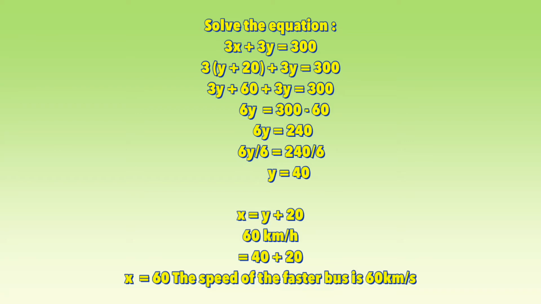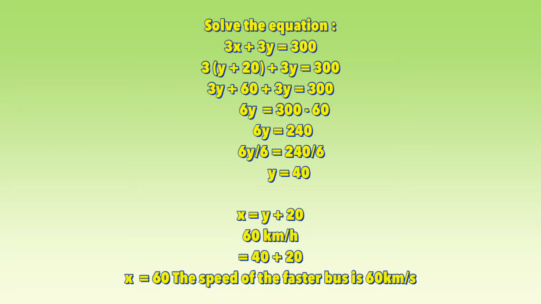Then we are going to simplify. 3 times y equals 3y. Then 3 times 20 equals 60. Then plus 3y equals 300. Then 3y plus 3y equals 6y, plus 60 equals 300. We're going to transpose the constant 60 to the right side of the equation, and it becomes negative 60. Then 300 minus 60 equals 240.